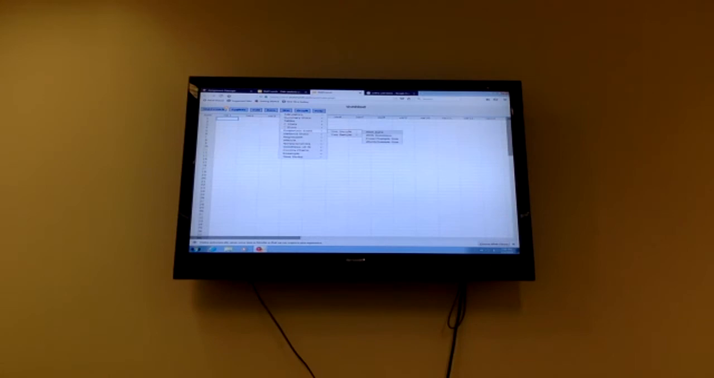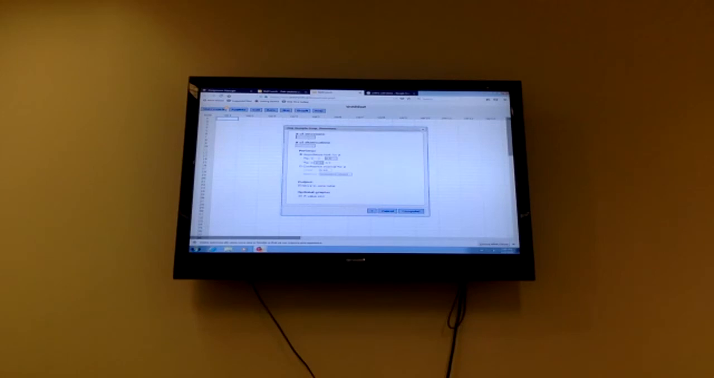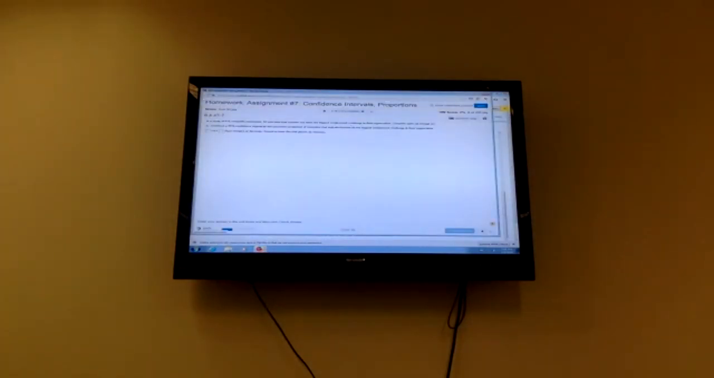Stat, proportion stat, one sample. 83 out of 416. What problem are you on again? We are on a problem from assignment 7, question 5. It's a good one to do because you might see something like this Wednesday. So 95% was computed. It wants us to go to 3 decimal places. So 0.161, 0.238.